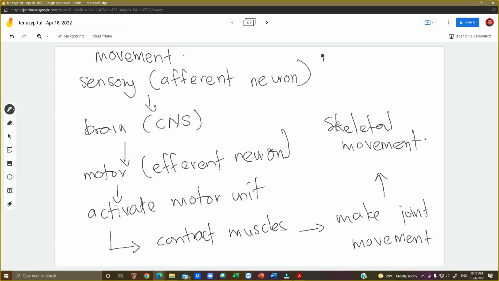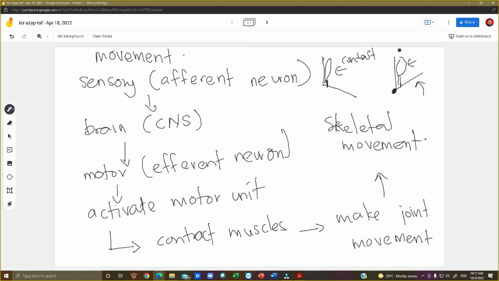Which will cause something like this. Macam ni. So this is our bicep. And when the bicep contracts, it will cause our movement to be like this. So the size of the muscles changes, which causes the hand to move upwards. And this movement occurs when the joint starts to move first. And then only you're going to see skeletal movement.